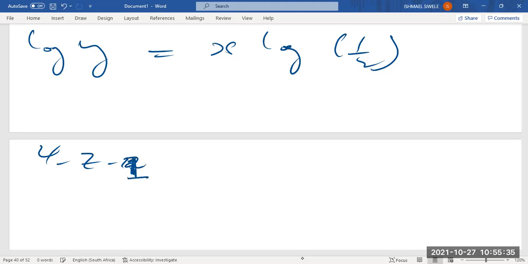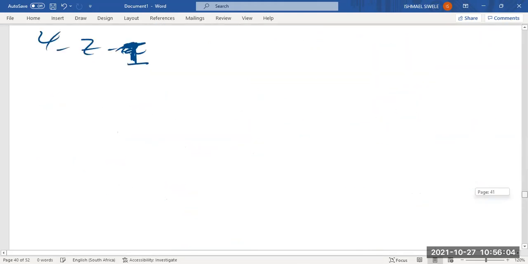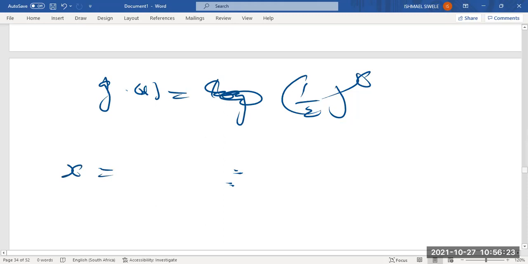You see, now I know the exponent is always the answer. I think g inverse of x would be log 1 over 2 x. I think it should be like this. Let me see. g of x is equal to 1 over 2 exponent x, and I'm saying to you, the exponent is always the answer. So x is equal to log of 1 over 2 y, right?